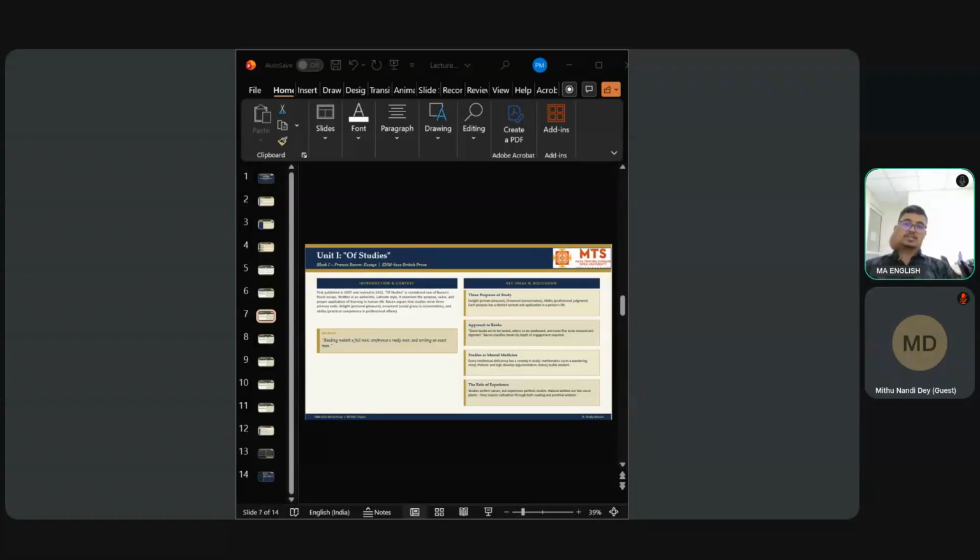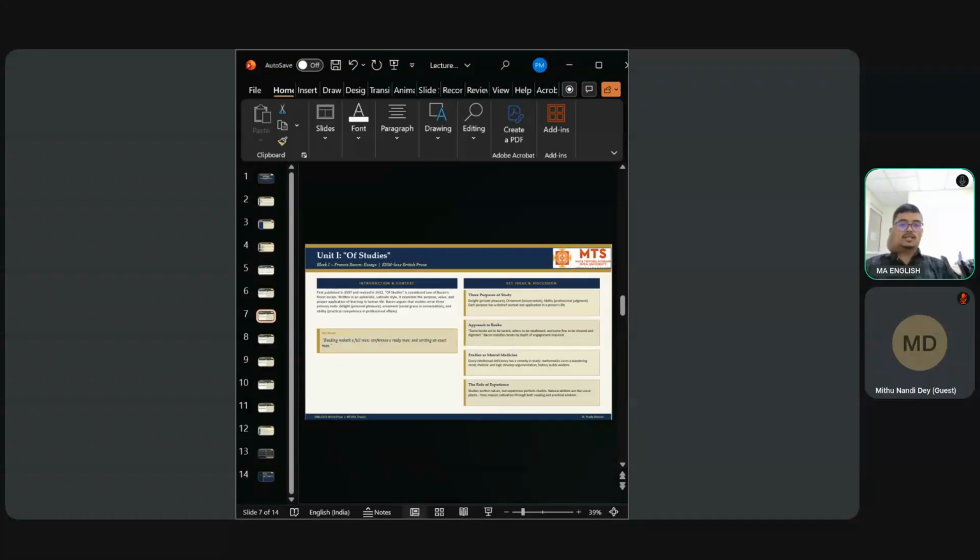So this is the lesson Bacon leaves us with at the end of unit one. As a learner, you should take this idea of these essays seriously. Again, this will help you not only in examinations but in your practical life as well. All right, this is all about unit one.